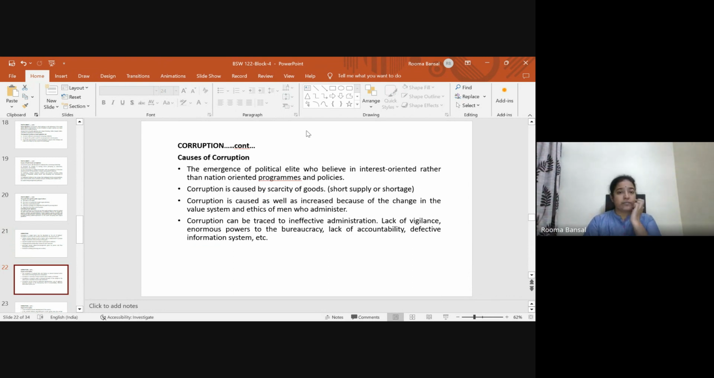Number two, corruption is caused by scarcity of goods, meaning short supply or shortage of goods. At the time of lockdown, at the time of COVID, coronavirus, we faced so many problems related to grocery supply.